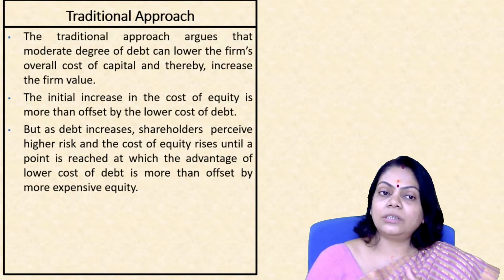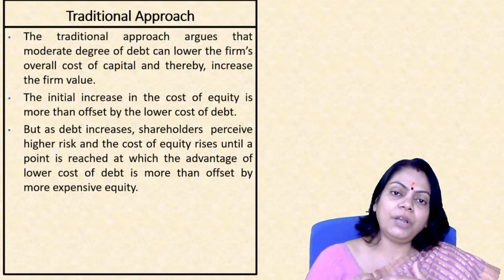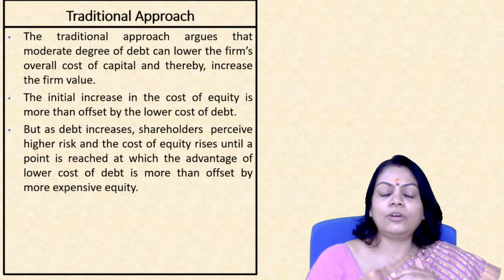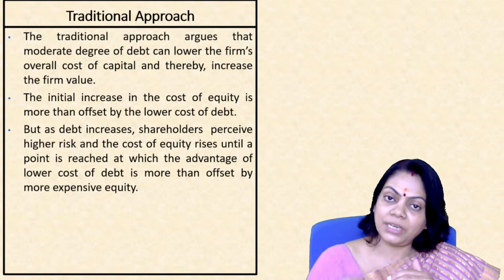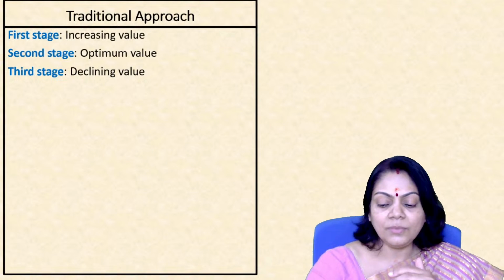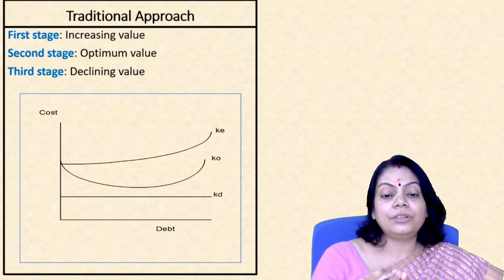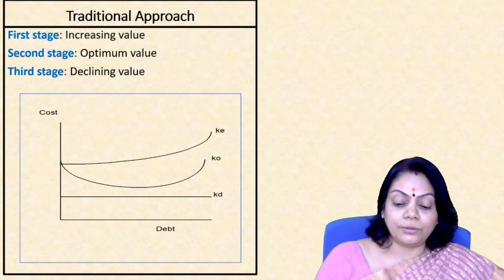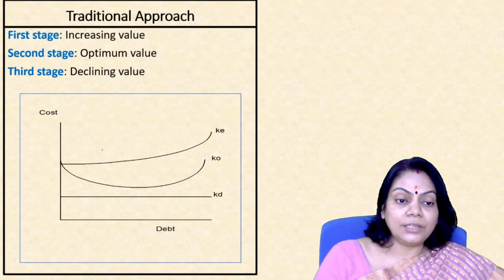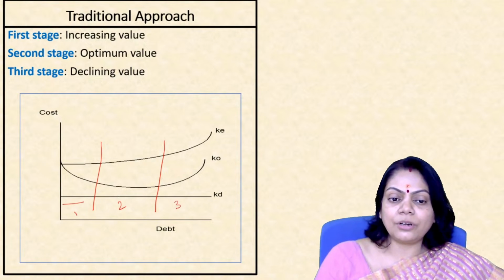Now what does this approach argue? It argues that if you have a moderate degree of debt, then it can lower your overall cost of capital and thereby increase the firm value. Now to show this, I have a graph. Let us go to the graph, then we'll talk about this. See, here you have a graph which can clearly be divided into three phases. This is the first phase, this is the second phase, this is the third phase.